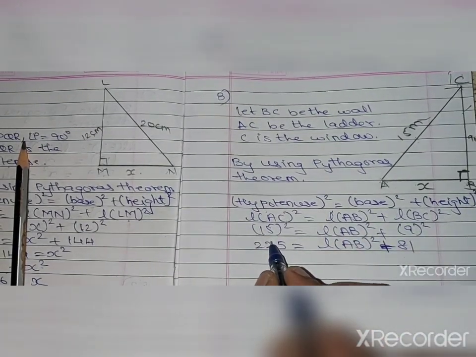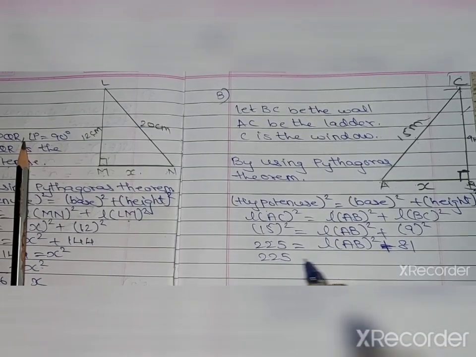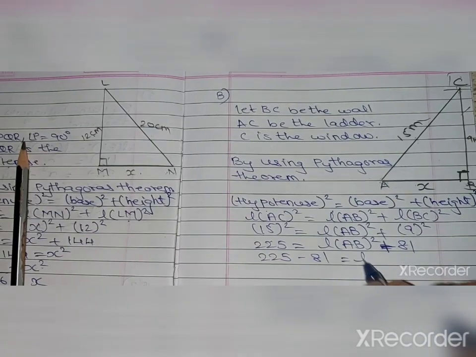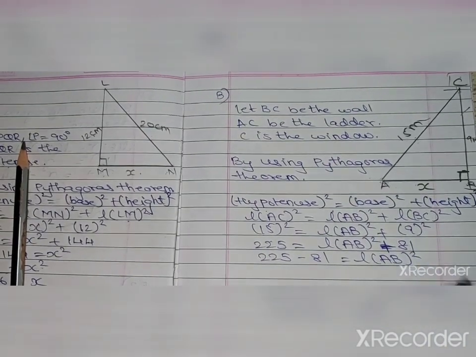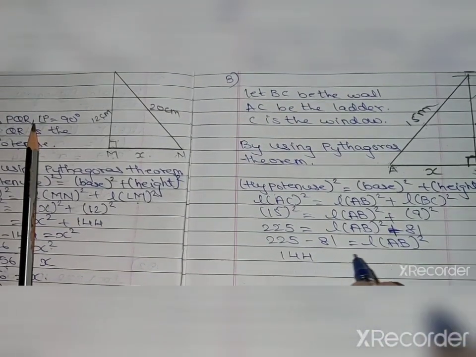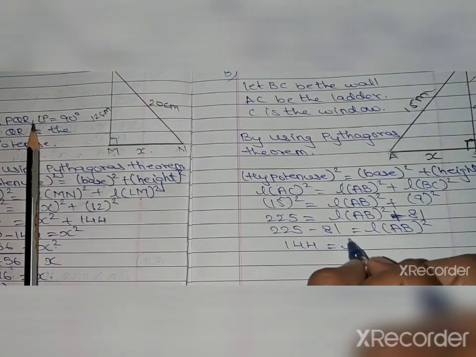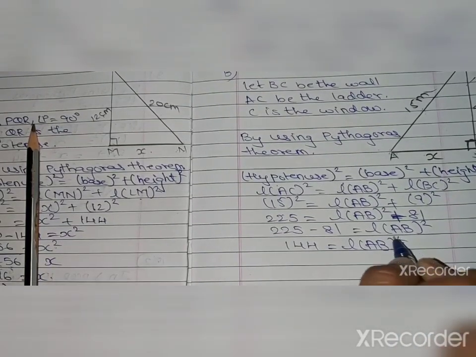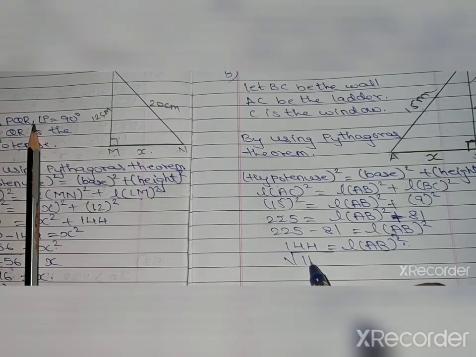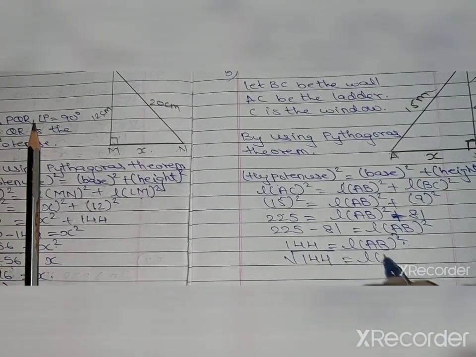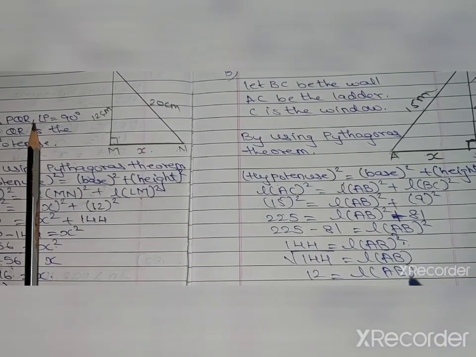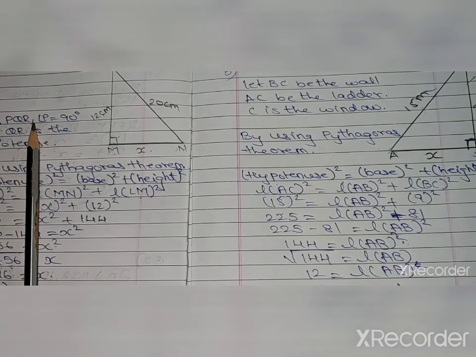So when this 81 will come this side of equal to sign, it will become minus. 225 minus 81 equal to length AB square. 225 minus 81 will give you 144, means 144 equal to length AB square. Now we have to remove the square sign. When it will come this side, it will become square root. So square root of 144 will give you how much? 12. 12 12s are 144. Therefore length AB is how much? 12.